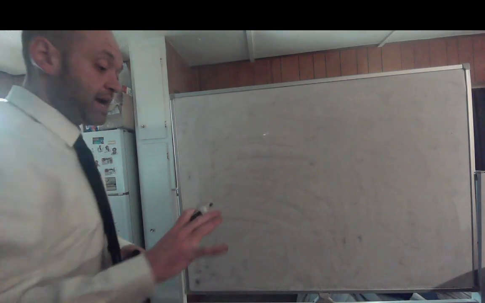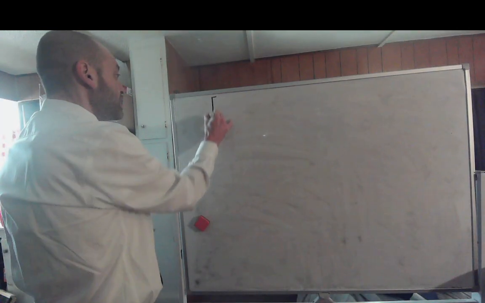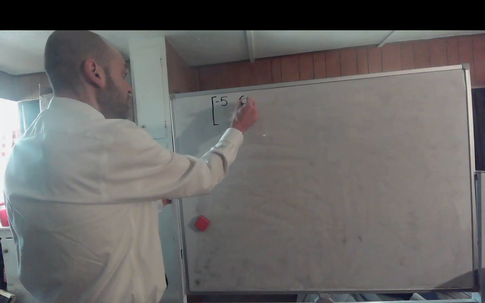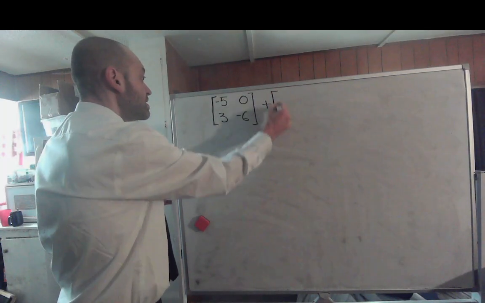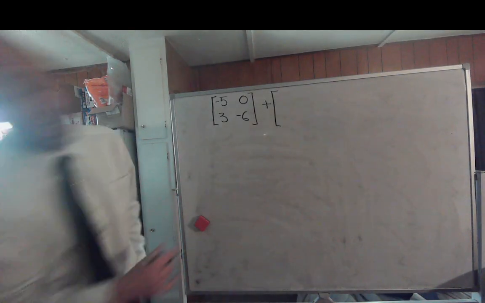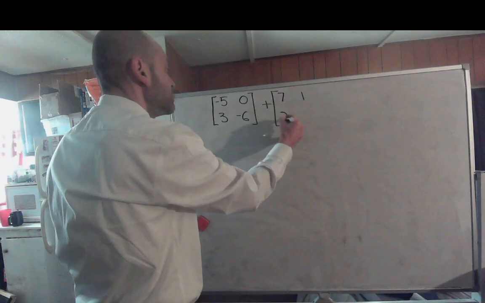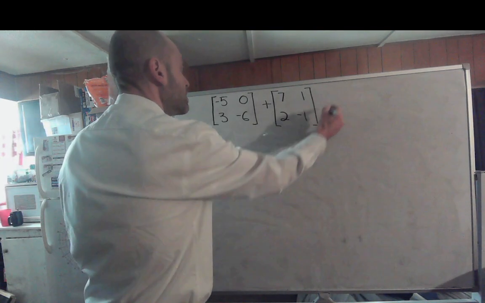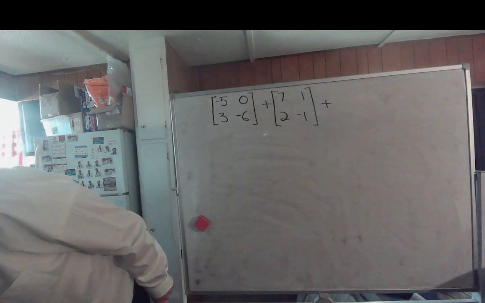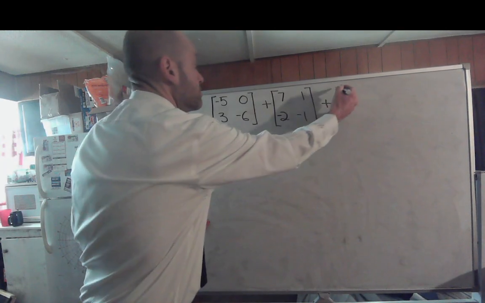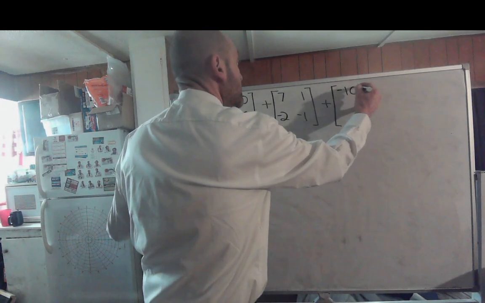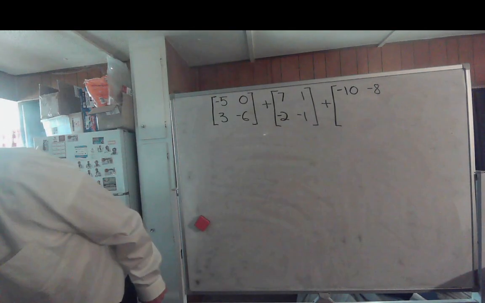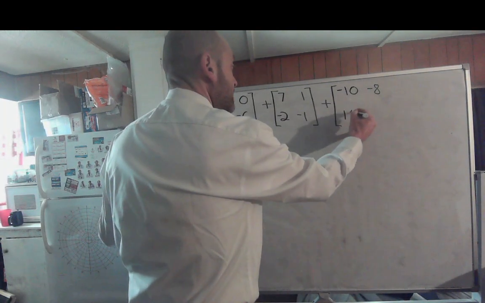Now, you can also add multiple matrices together. Let's say we're given -5, 0, 3, -6, plus 7, 1, 2, -1, plus, actually it should be -2, -1, plus -10, -8, 14, and 6.